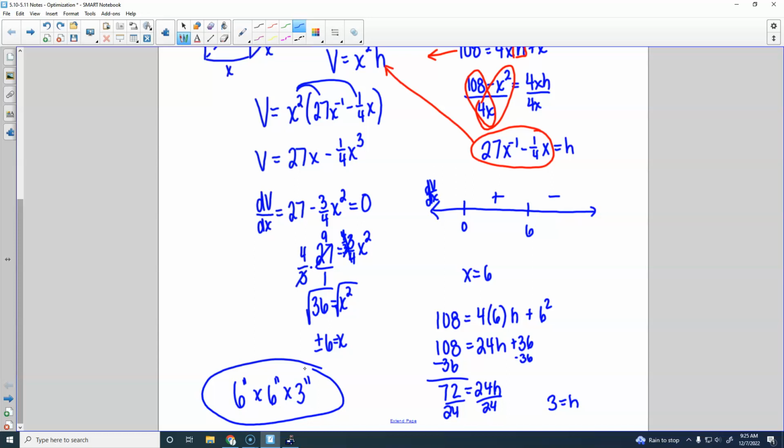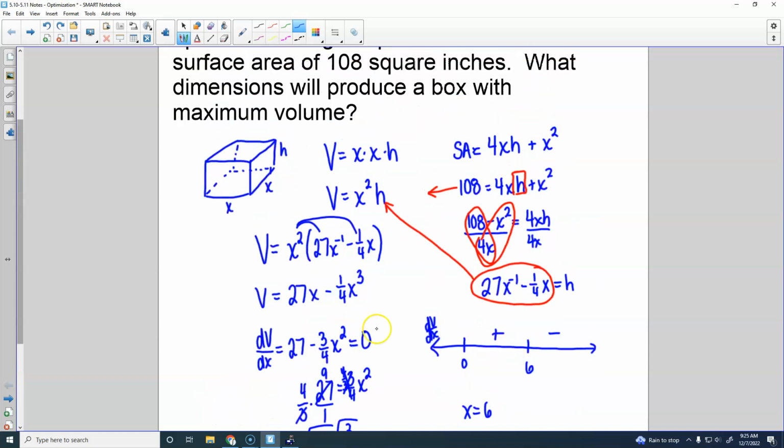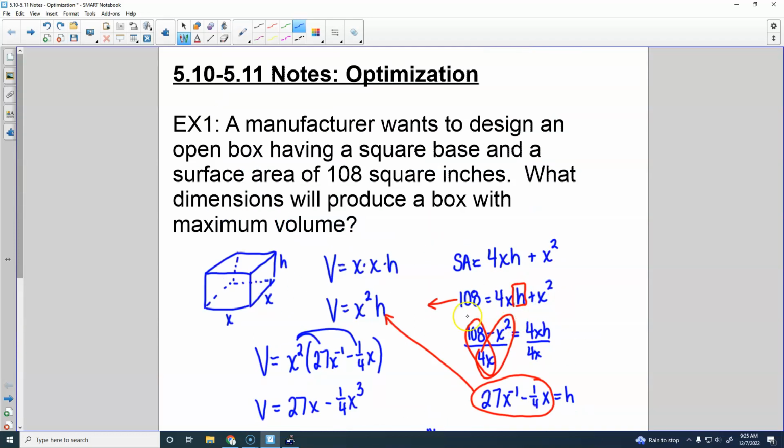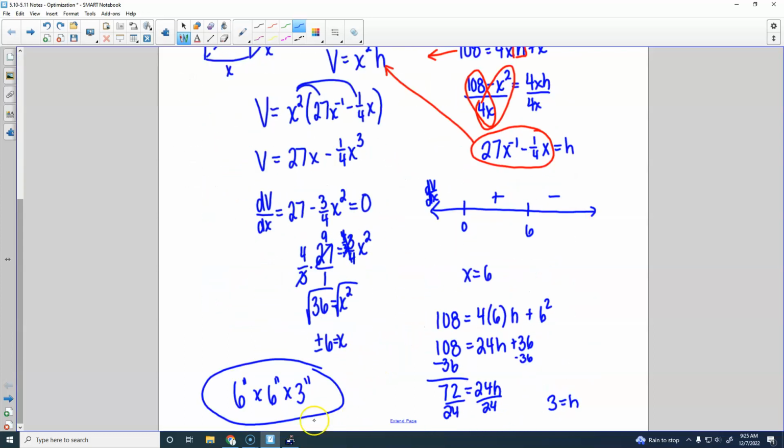A problem like this is usually not going to require justification. So if it were, this would be like a part of it if you saw it. You would just need to state 6 inches by 6 inches by 3 inches. That would be fine.